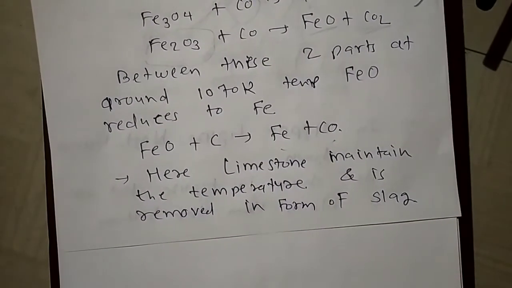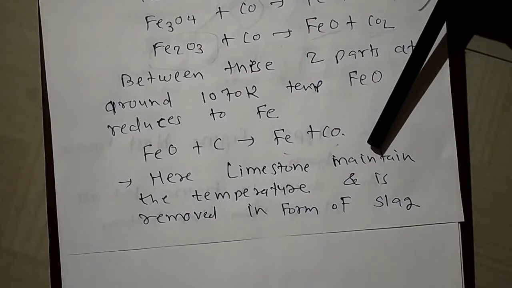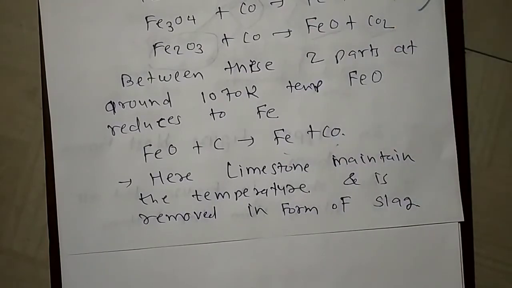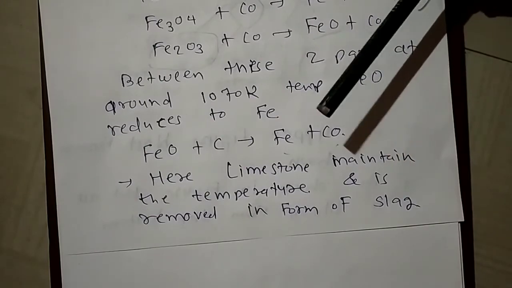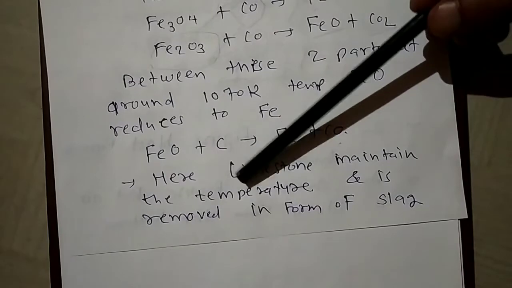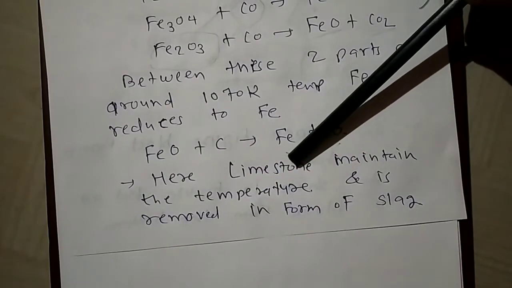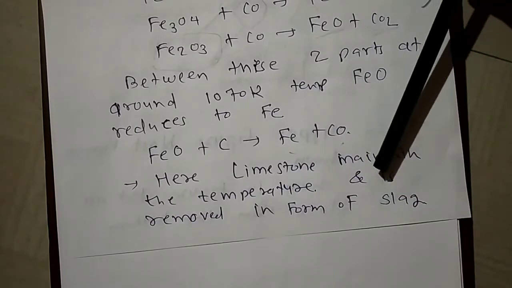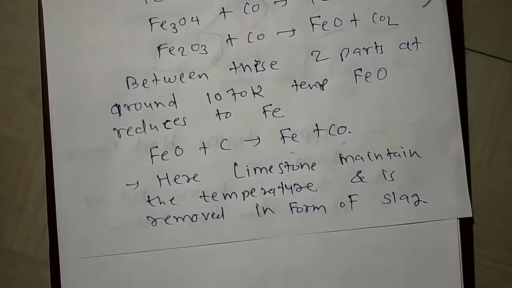Now here limestone is used. Now what is the need of that limestone? Limestone is used for maintaining the temperature, so that the temperature will be high for a long time. For that we are inserting the limestone there, and this limestone will be removed in the form of slag.